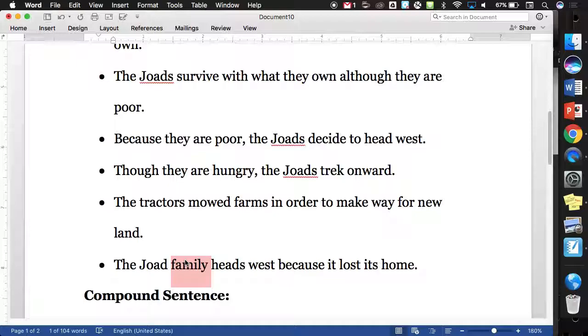Come up with a sentence that uses the word before. Just write a sentence that uses before. And it can start the sentence, it can be halfway through the sentence, doesn't matter.